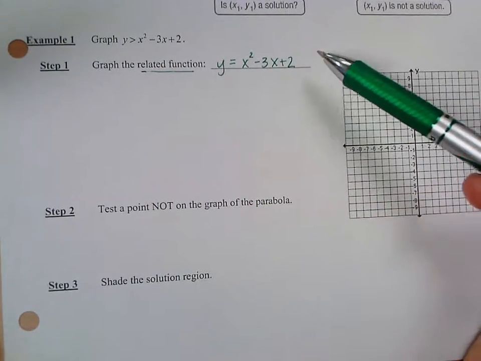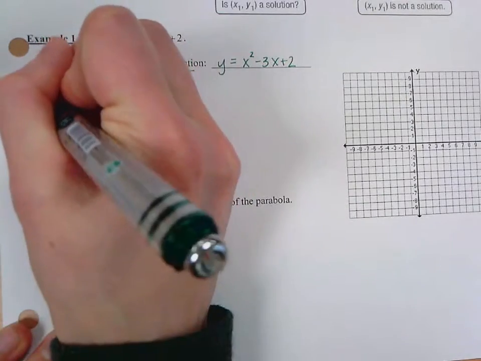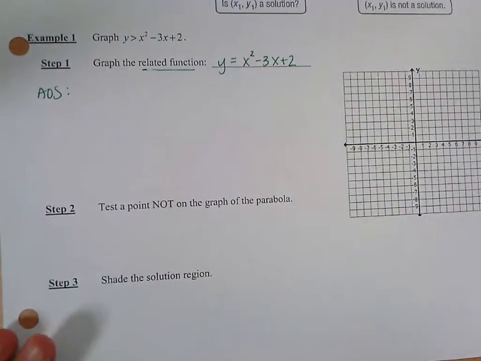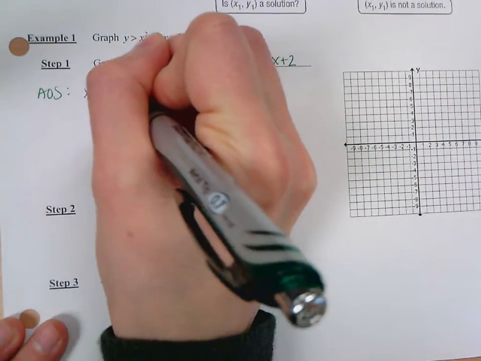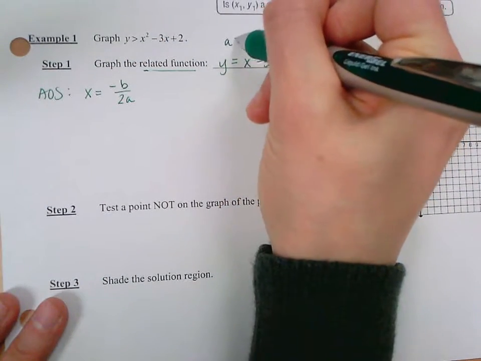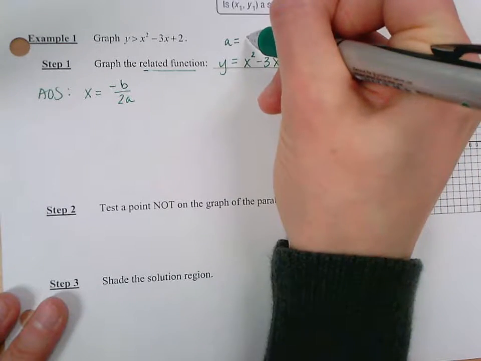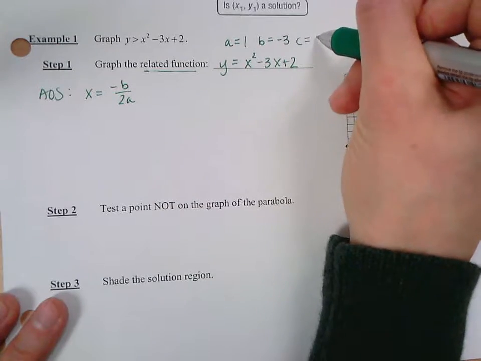So here's the review part of this. How do I graph that? When we graphed quadratic functions, when we graphed parabolas, what did we do first? Axis of symmetry. How do we find axis of symmetry? What was it? Opposite of b over 2a. So actually, let's go back up here. What is the a value for this equation? 1. B is -3. C is 2.